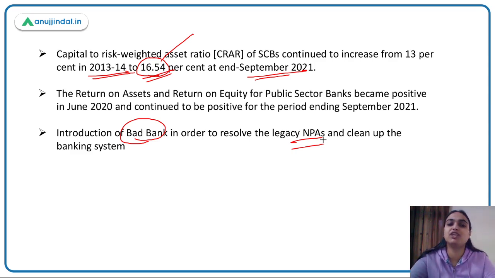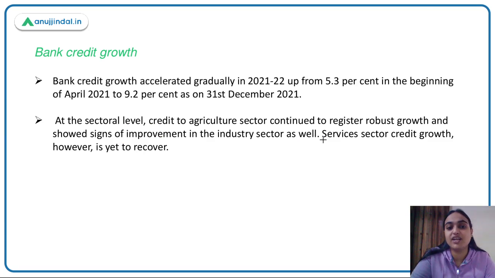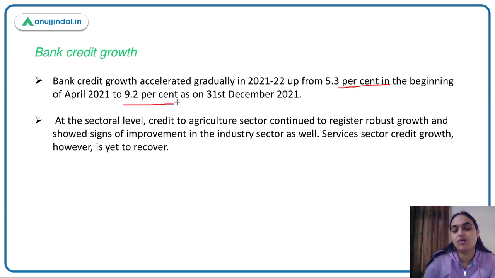ताकि बैंक्स की बैलेंस शीट्स और क्लियर हो, उनके एनपीएस प्रॉपरली हैंडल हो सके. Now talking about the bank credit growth, so bank credit which banks have been providing, its growth in 2021-2022 is up from 5.3% in the beginning to 9.2% on 31st December 2021.